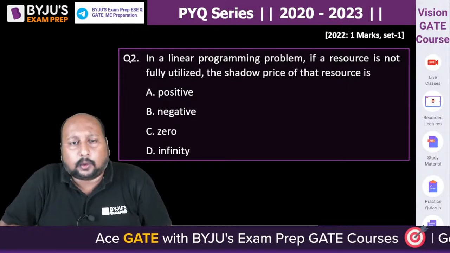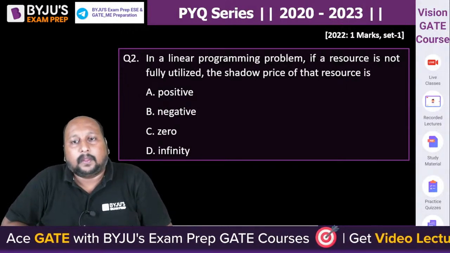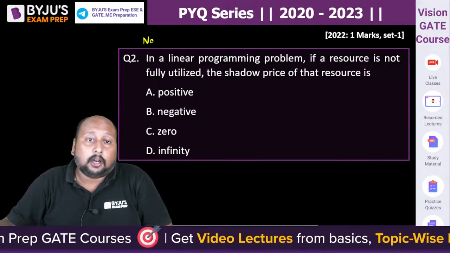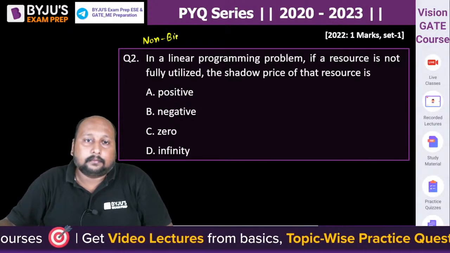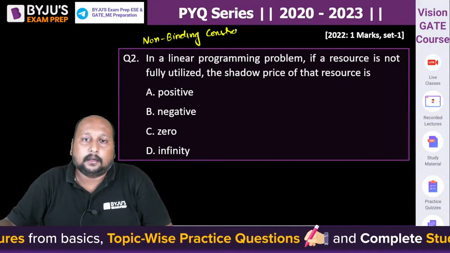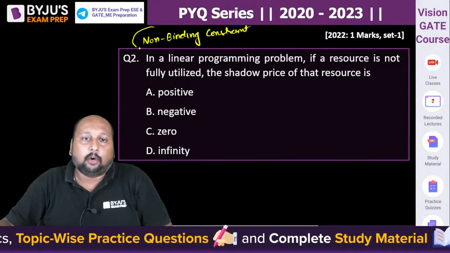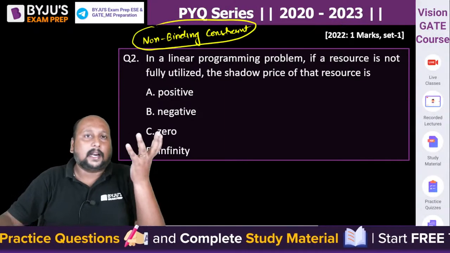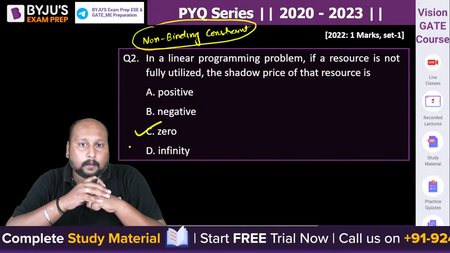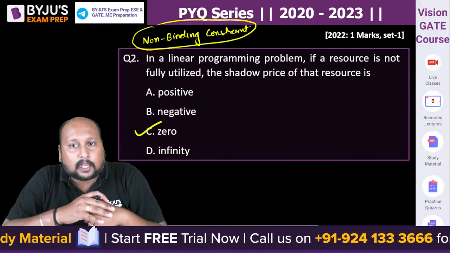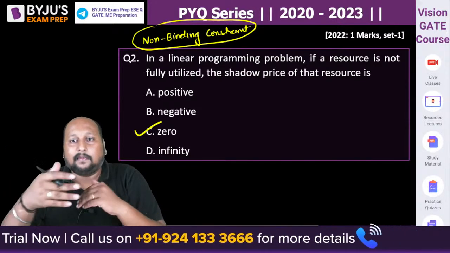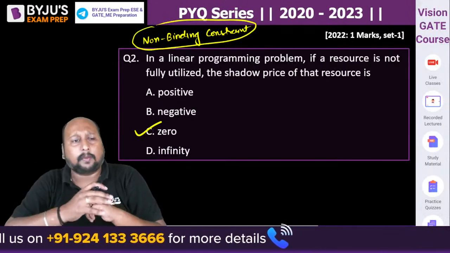Now this was a 1 mark question. In a linear programming problem, if a resource is not fully utilized, that means we are talking about a non-binding constraint. Then the shadow price for a non-binding constraint is always equal to 0. For a binding constraint, we can calculate the shadow price.